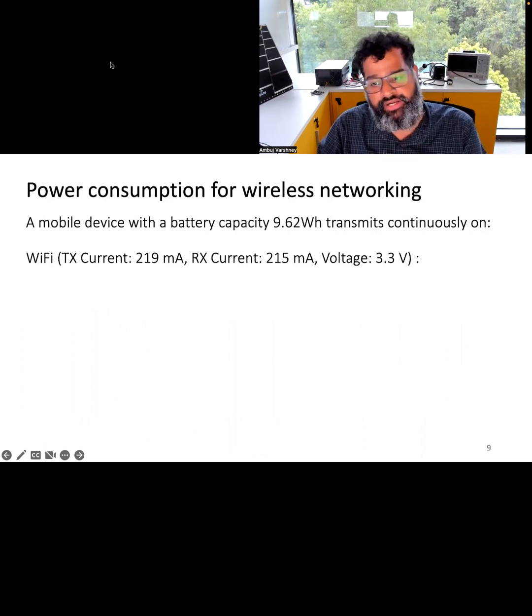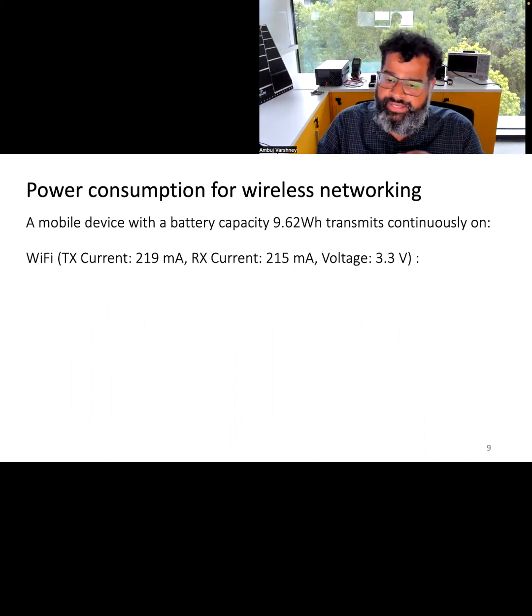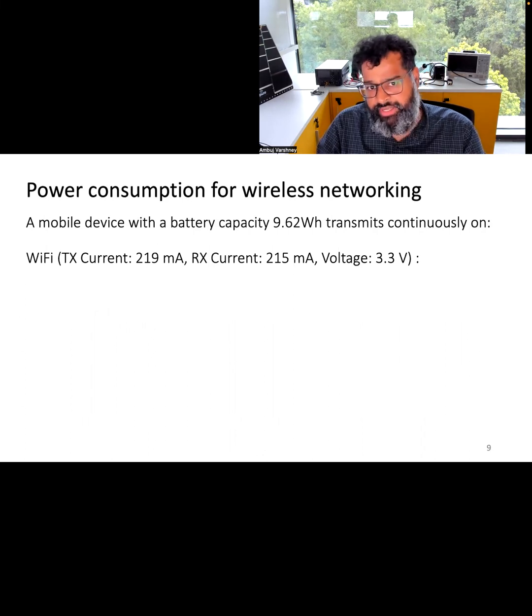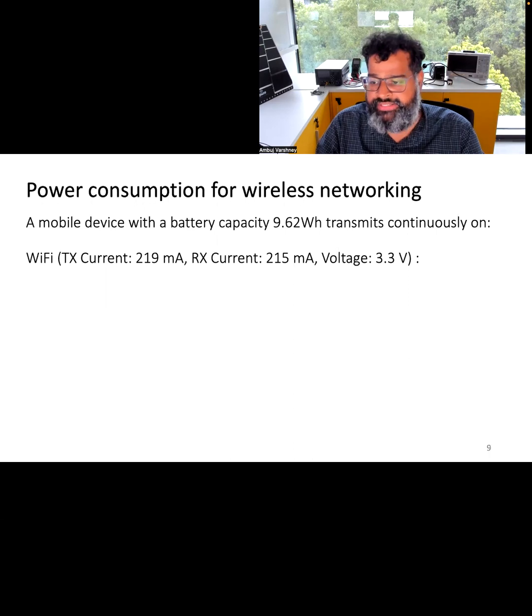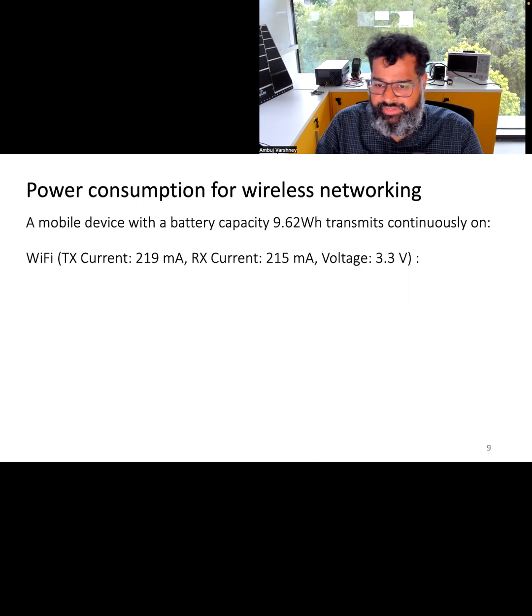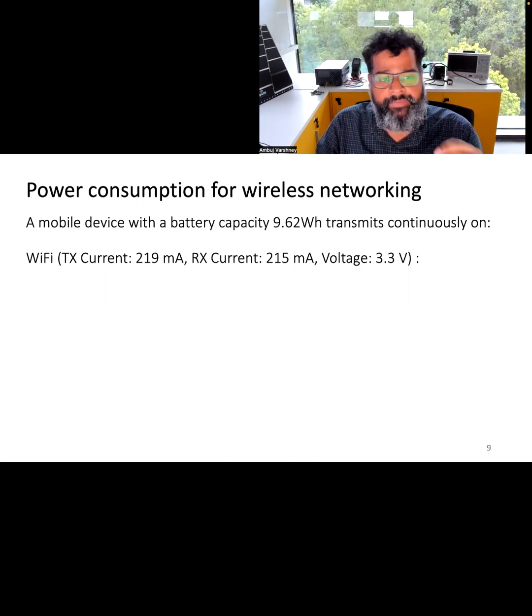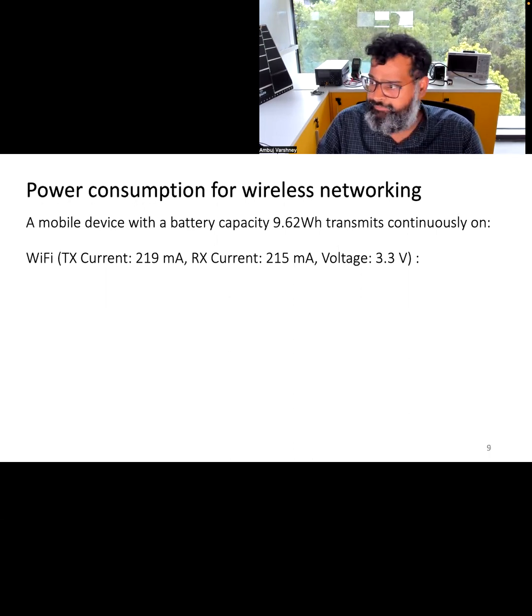It has a transmit current of about 219 milliamperes, a receive current of about 215 milliamperes, and a voltage of 3.3 volts. Now, if we assume that only the wireless radio is in operation and we consider it for calculating the energy consumption for the networking, we can estimate that the transmit power would be 722.7 milliwatts. And this gives roughly a lifespan, if the device is constantly transmitting, of about 13.3 hours.